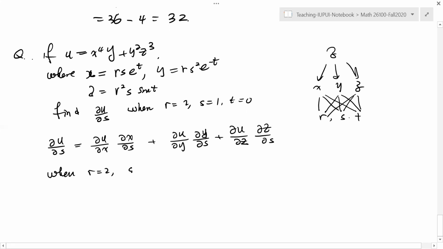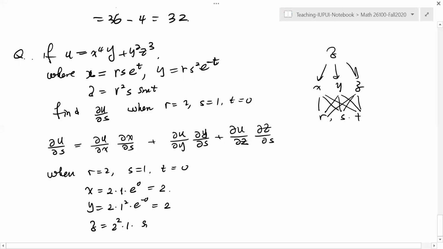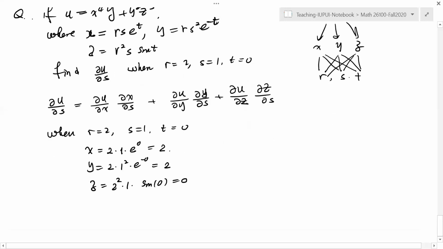When r equals 2, s equals 1, t equals 0, what is my x? My x is r s e to the t, so 2 times 1, e to the 0, so it's 2. Y is r s e to the negative t, and negative 0 is still 0, so it's 2. Z is r squared s sine t, and t is 0, so that's 0. At that point, the value of x, y, z would be 2, 2, 0.